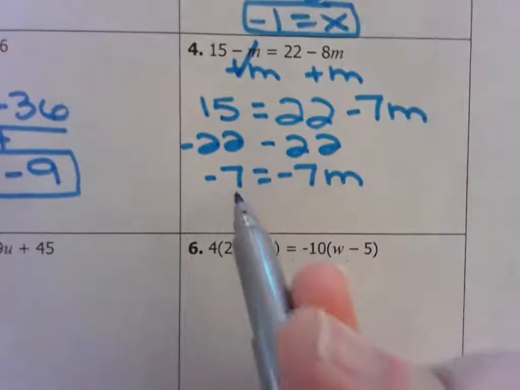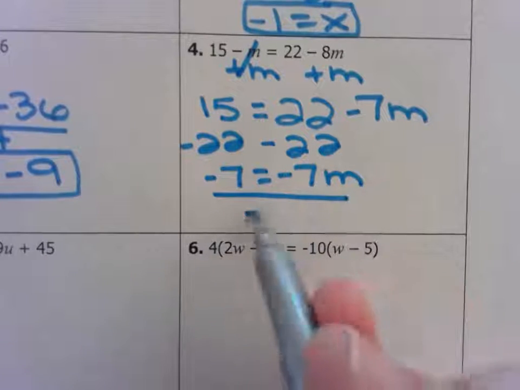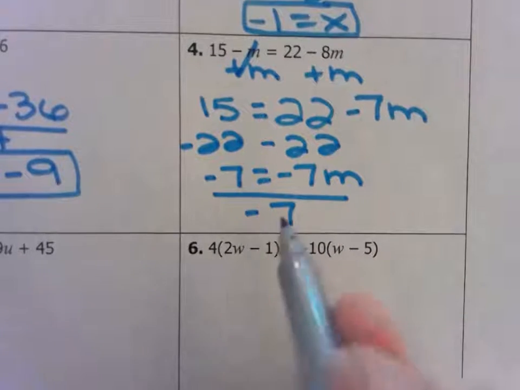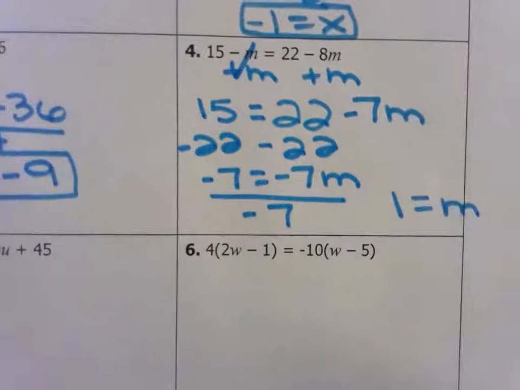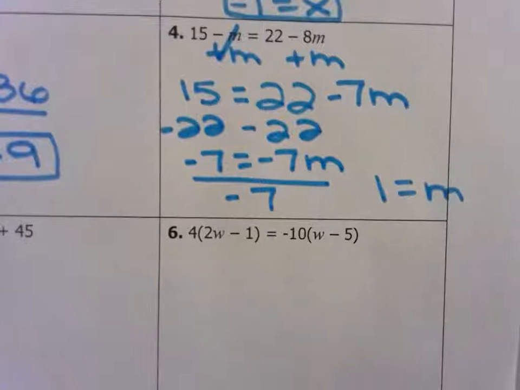How do I get m by itself? Divide by negative 7. Negative 7 divided by negative 7. 1 equals m. Okay. Any questions on that?